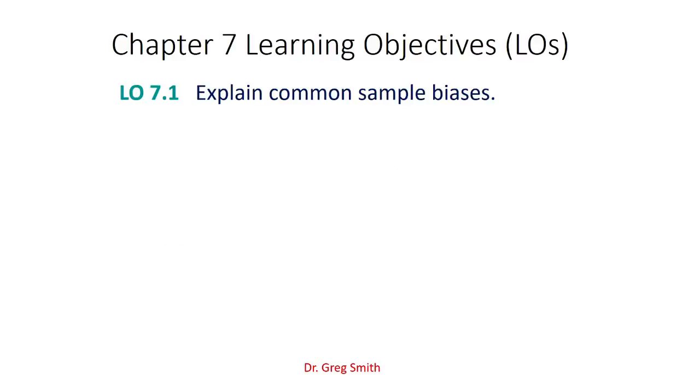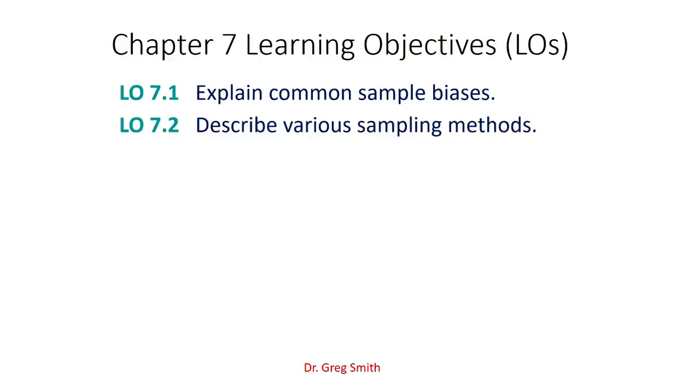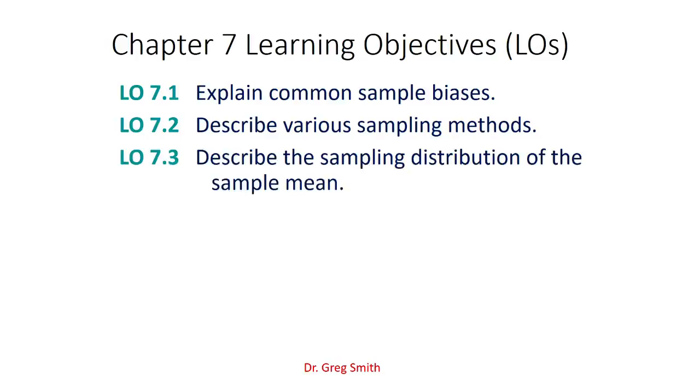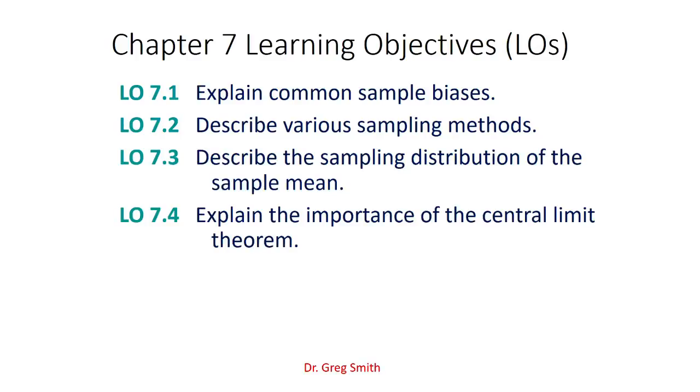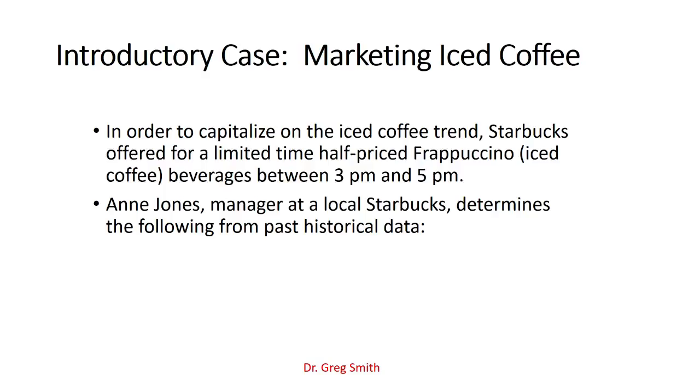So in this chapter, we're going to do a few things. Talk about common sample biases associated with sampling, describe several different sampling methods, describe the sampling distribution of the sample mean, which goes a long way to finishing out this course, and explain the importance of the central limit theorem and how we'll use that going forward. And we talk about things like the central limit theorem kicking in, meaning that we've drawn the appropriate sample size. So let's just take a look at this, because this will take us down the road towards hypothesis testing.